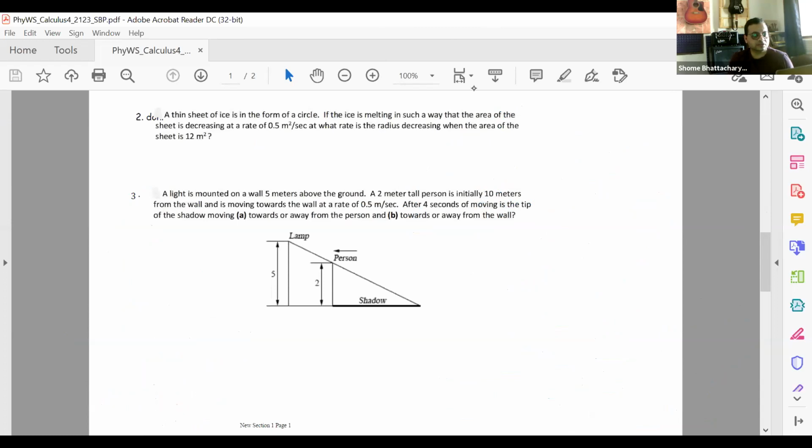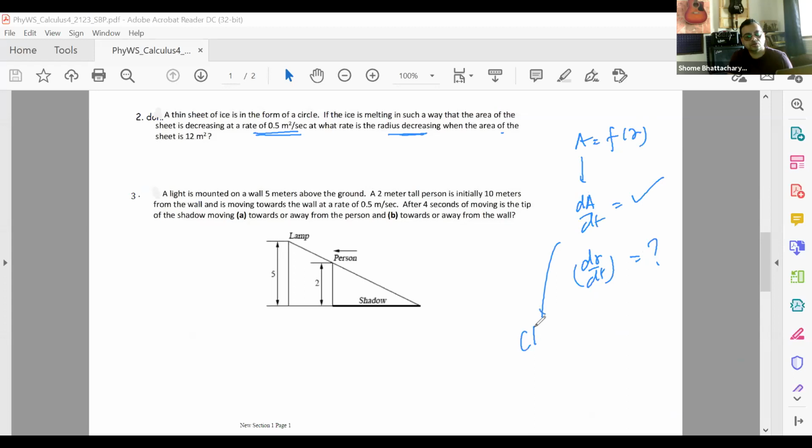Let's understand this. So we have a thin sheet of ice in the form of a circle. Now the ice is melting in such a way that the area of the sheet is decreasing at the rate of this much. So what is the rate at which the radius is decreasing at an instant when the area is so much? Okay. So again here, area is a function of radius, and area is decreasing with respect to time. This is a quantity which is known to us, and from that we have to find the rate at which the radius is changing. So we have to use the chain rule.